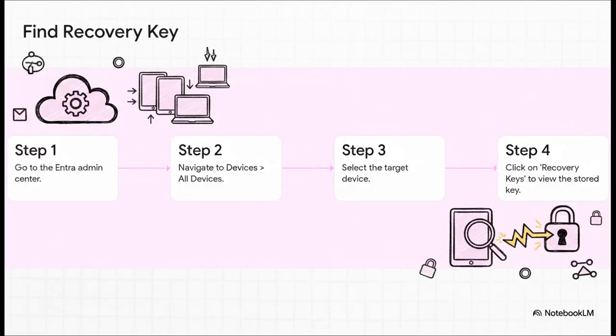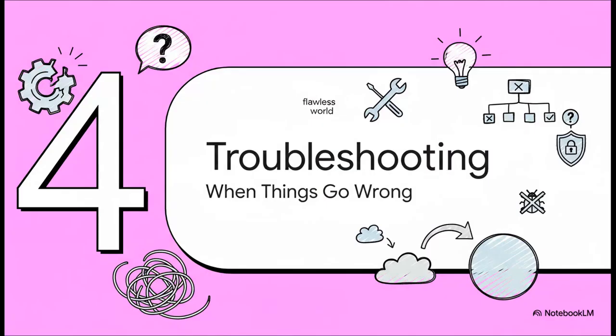And to confirm that safety net is in place, just pop over to the Entra Admin Center. Find the device you just encrypted, click on it, and then go to Recovery Keys. Seeing that 48-digit key stored safely in the cloud, that's your final confirmation that the entire system is working perfectly from end to end.